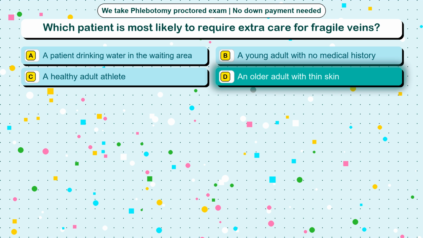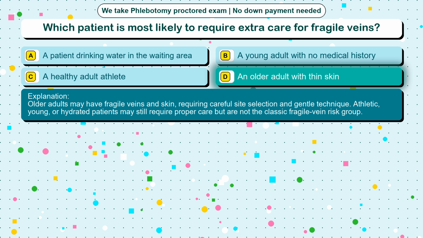The correct answer is option D, an older adult with thin skin. Older adults may have fragile veins and skin, requiring careful site selection and gentle technique. Athletic, young, or hydrated patients may still require proper care but are not the classic fragile vein risk group.